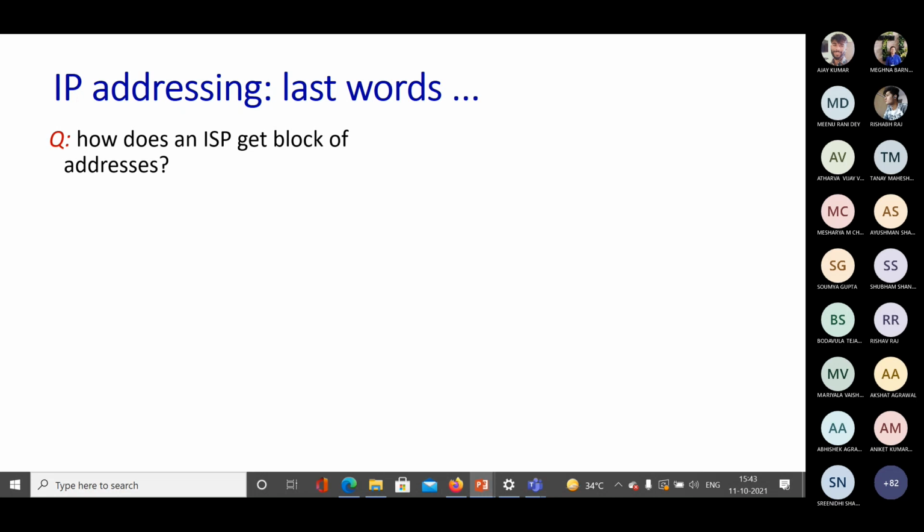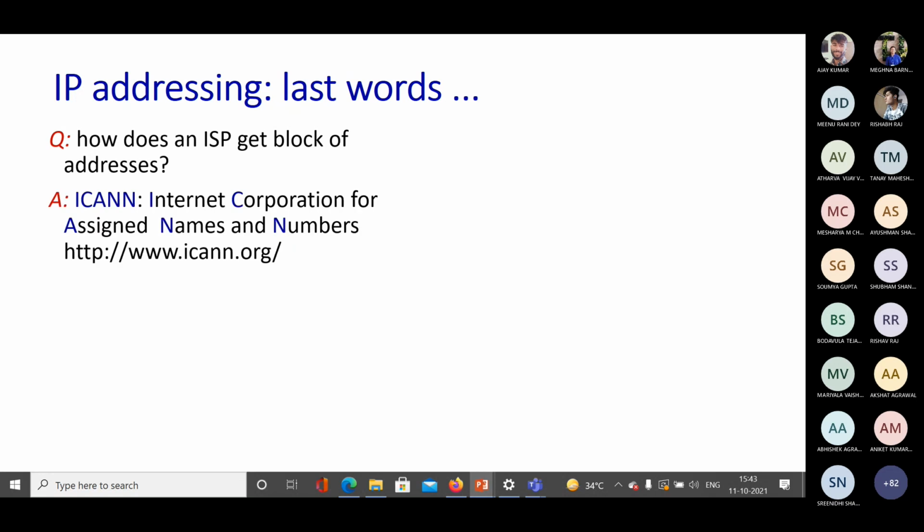Now the question that arises is, how do these ISPs get these blocks of addresses? We have a large number of ISPs throughout the world, so who gives the chunk of addresses to the ISPs? This is done by an association known as ICANN, the Internet Corporation for Assigned Names and Numbers. You can check out their website.